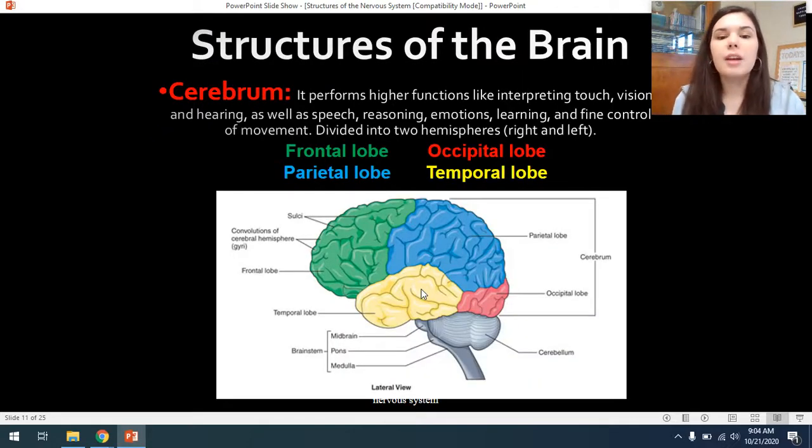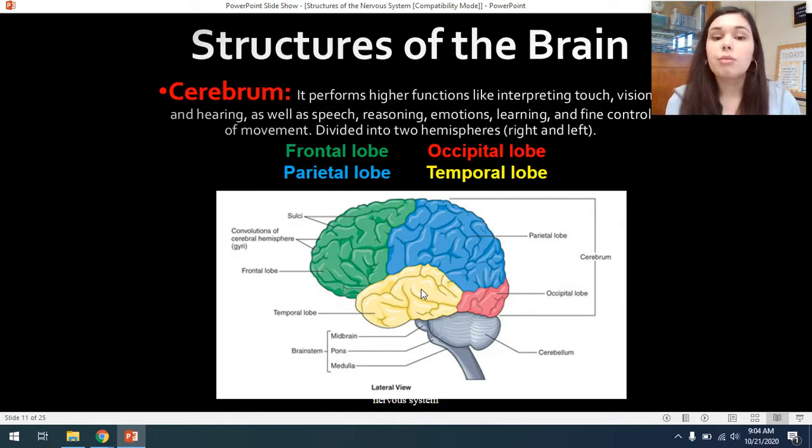Within your brain, you have different sections. The main component of your brain is the cerebrum. The cerebrum actually performs higher functions like being able to interpret touch and vision and hearing, as well as speech, reasoning, emotions, learning, and fine control of movement.